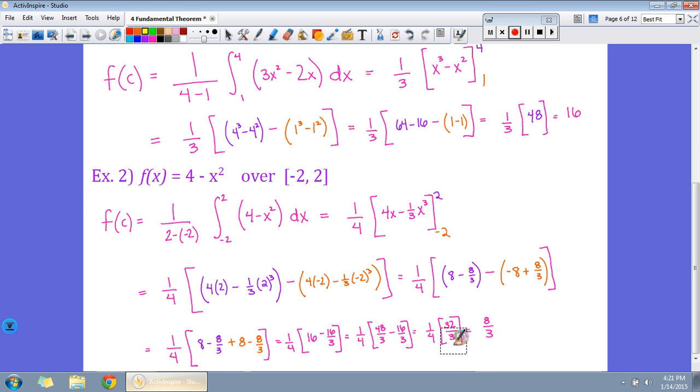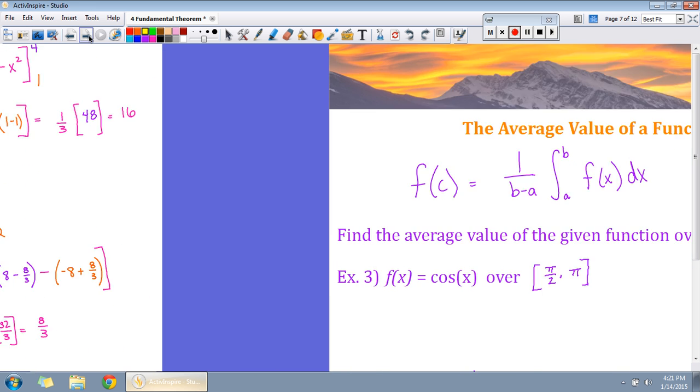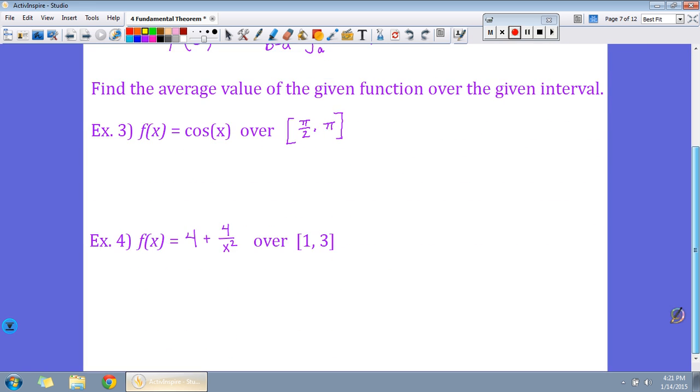Again, 32 over 3 represents the area underneath 4 minus x squared on the interval. 8/3 represents the average value of the function on this interval. Here are 2 more examples. If you want to pause this and try it yourself, go ahead. And here are the answers.